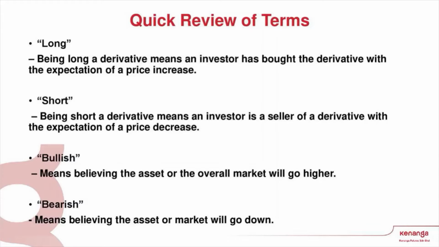So being bullish means a trader or an investor believes the asset or the overall market will go higher. Conversely, being bearish is the term used for traders who believe that the asset or the market will go down or underperform. So a bullish trader is often referred to as a bull, and a bearish investor is often referred to as the bear.